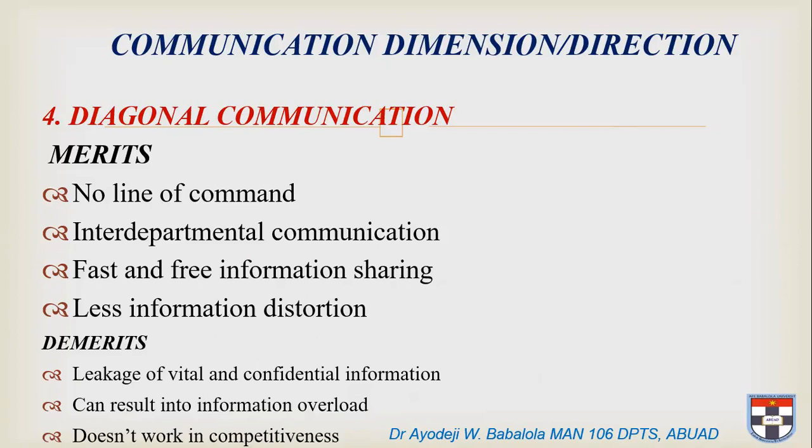So it won't work in an unhealthy competitive environment. Also, information that should be kept confidential, maybe in a unit or at a level, may be divulged to quarters where they are not supposed to get to. There's no line of command. It's not a too official thing, like from subordinate to superior, in the sense that the head of sales is not the direct boss of the guy in production, and so on like that.